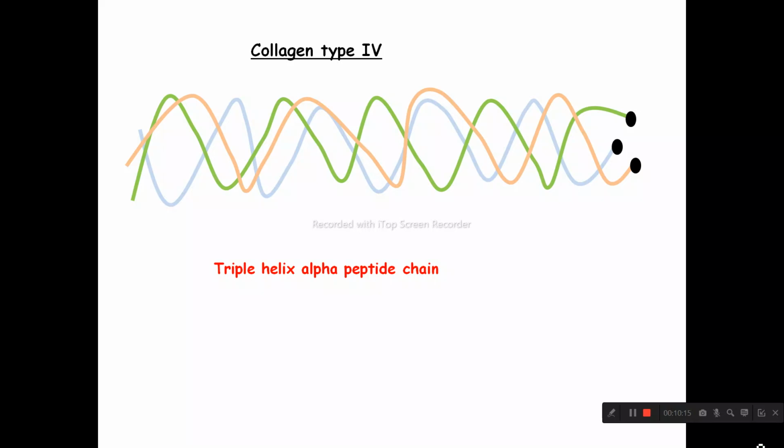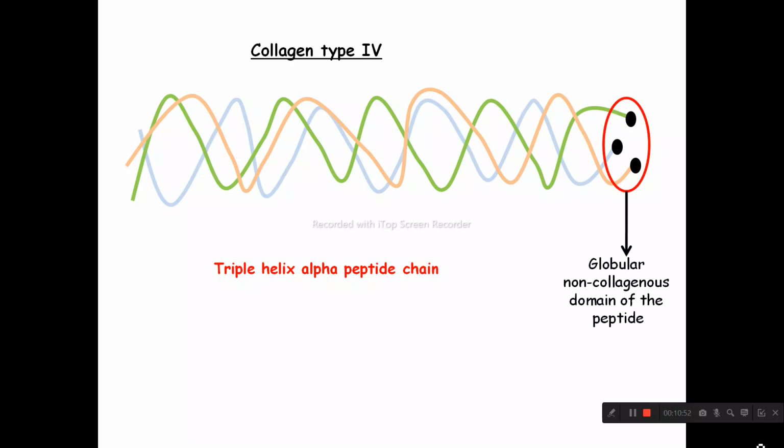I hope you people are getting this. This collagen type 4 is made up of three lines over here, pink, green and blue. So they are the triple helix of alpha peptide chain. So collagen type 4 is made up of triple helix alpha peptide chain, and lots and lots of collagen type 4 put together forms the glomerular basement membrane. And this part of the peptide chain is known as the globular non-collagenous domain of the peptide.